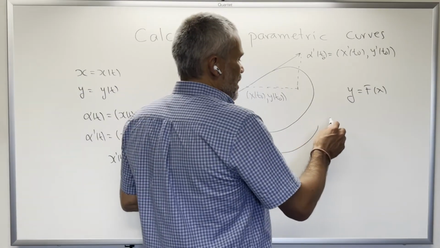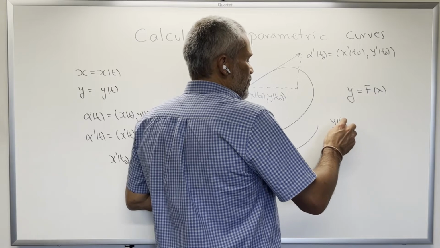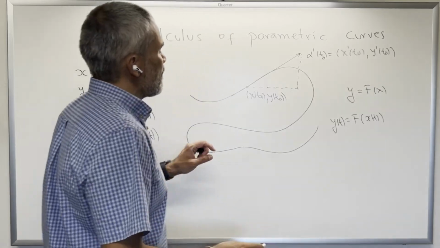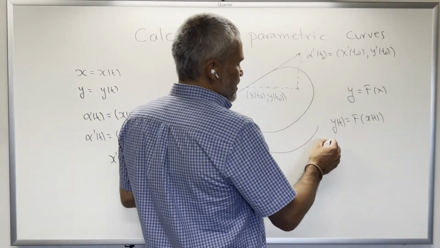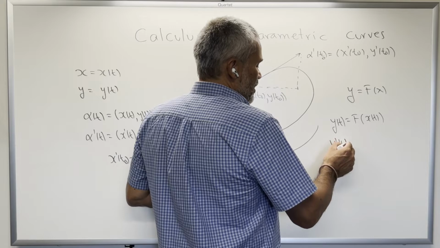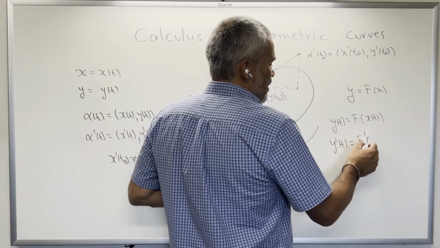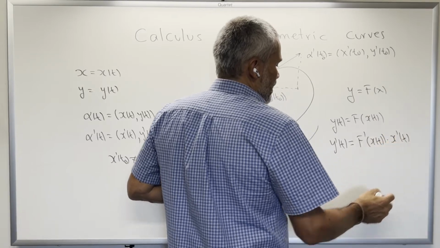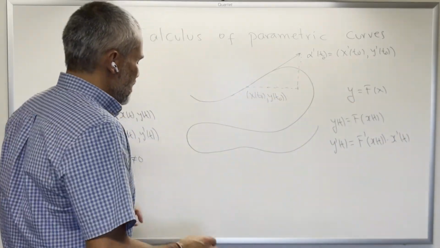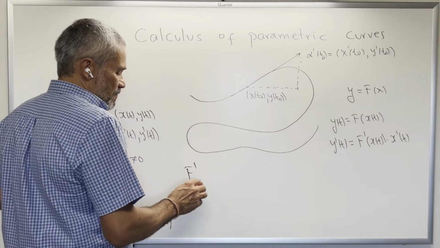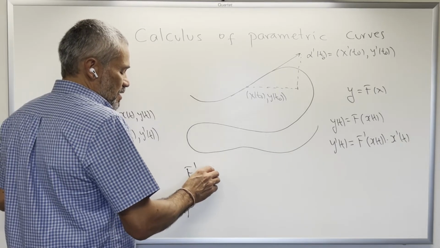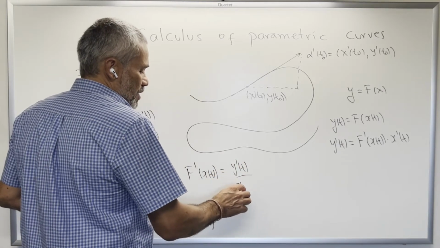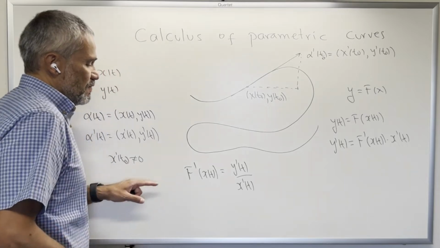Notice that we have y of t equal to f of x of t, right? We have this relation, and using the chain rule, we get that y prime of t is f prime evaluated at x of t times x prime of t. That means that the derivative of the function f at x of t can be written as y prime of t over x prime of t. This is the first derivative.